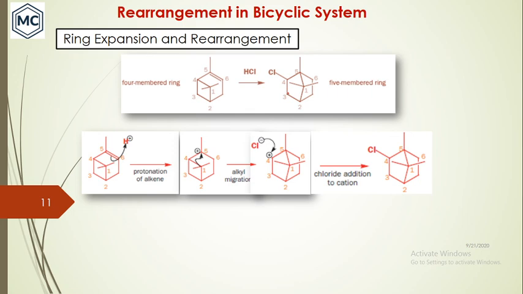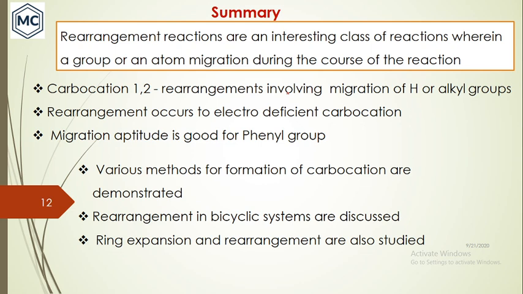In summary, we have studied a rearrangement reaction. It is an interesting class of reaction wherein a group or an atom migrates during the course of the reaction. Wagner-Meerwein is a 1,2 rearrangement involving a carbocation intermediate by the migration of either a hydrogen or an alkyl group. The rearrangement occurs to the electron-deficient carbocation, and the migration aptitude is good for the phenyl group. We have learned various methods for the formation of carbocations, and we also discussed some rearrangement reactions in bicyclic systems, and we have given examples for ring expansion reactions and rearrangement. That's all, and thank you for watching.